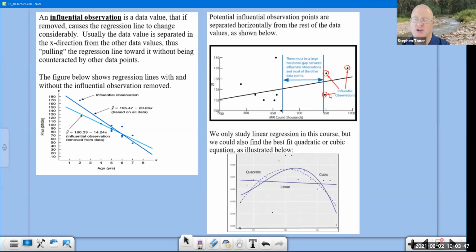Now, usually it's just a single value, and different textbook authors will disagree on whether you can have several points considered to be PIOs, or whether you need to have just a single point. And this chapter is about linear regression, but I just wanted to include this picture at the beginning before we really get involved to share with you about different types of regression.